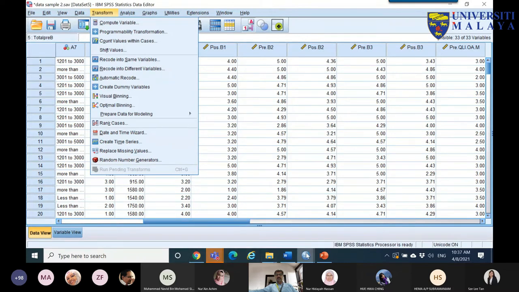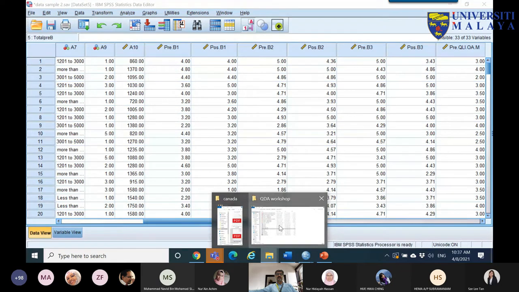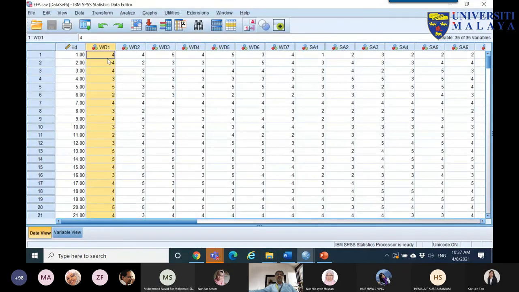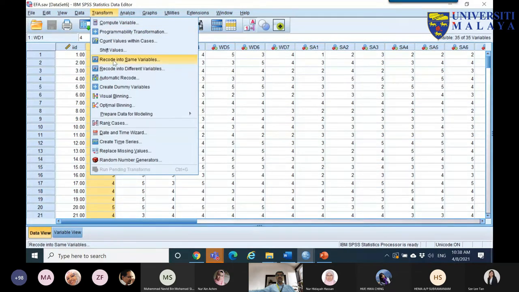Let me show you something else, another data set. So this data, for example, is based on the Likert scale, 1 to 5, right? If you want to convert it, maybe sometimes you need to reverse the items. In the questionnaire, sometimes we have reverse items, which means 5 is the worst answer and 1 is the best answer. But when you enter the data, this item should be reversed. So if you want to do the reverse, you go to recode into the same variable.